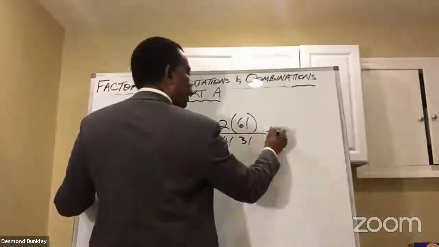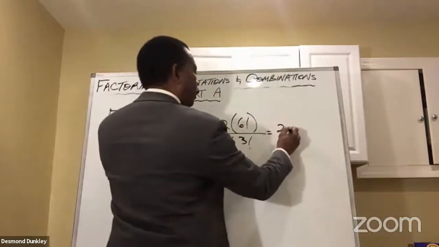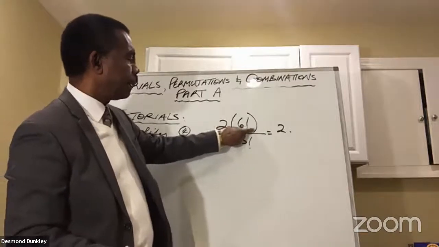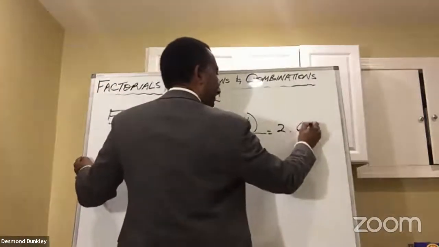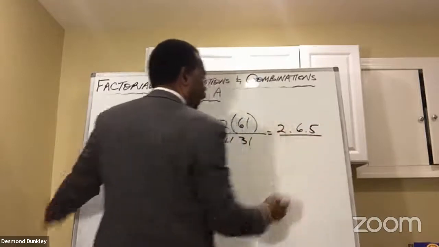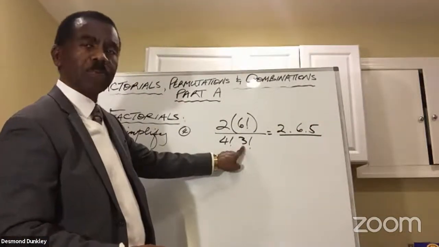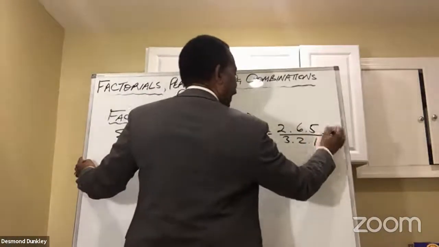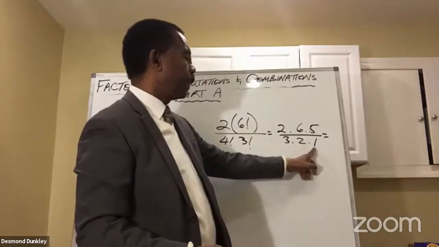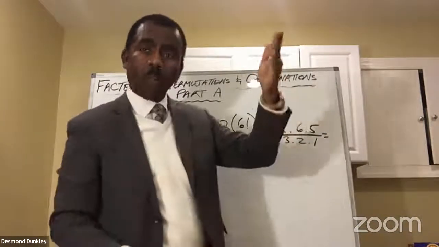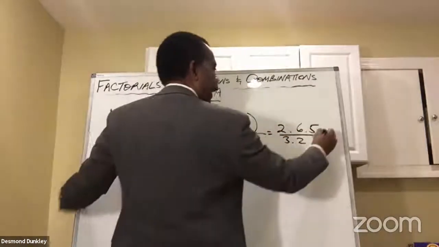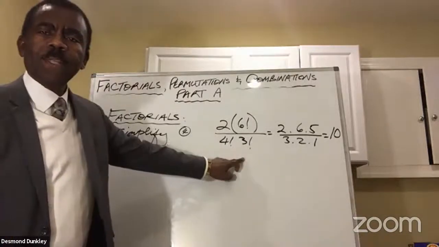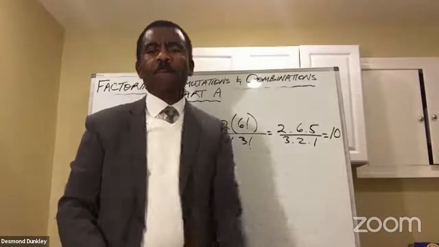Well, we could say this is equal to 2 times, the 4 factorial cancels the last 4 items here. So we're left with 6 times 5. And then what else are we left with at the bottom? We have the 3 factorial that's left. So that's 3 times 2 times 1, which is 6. 6 into 6 goes once. So 2 times 5 is 10. So this ugly expression here simplifies to just the number 10.